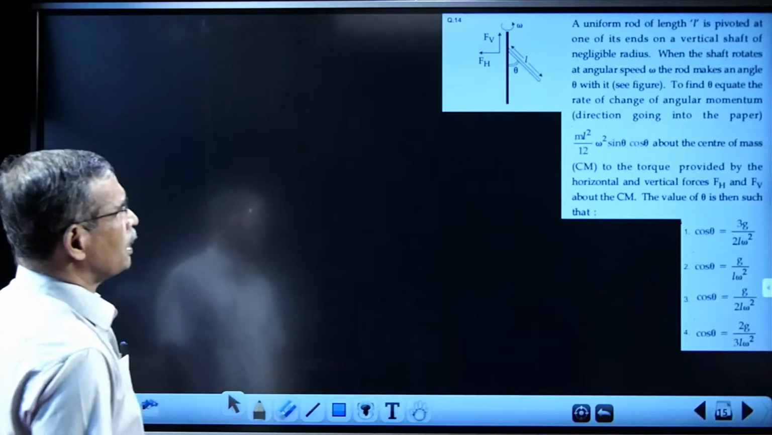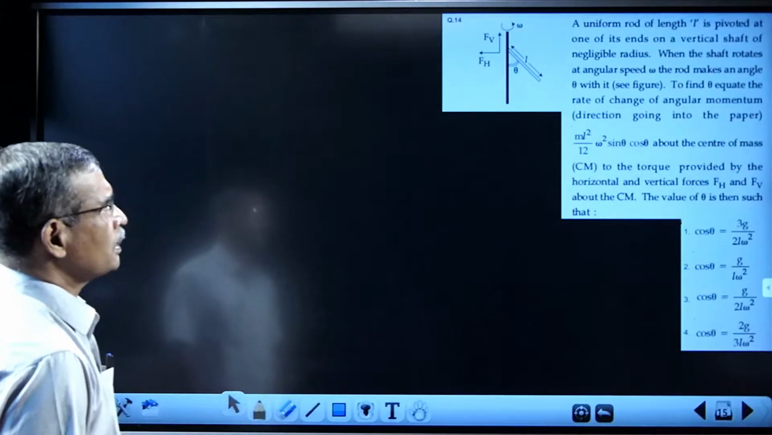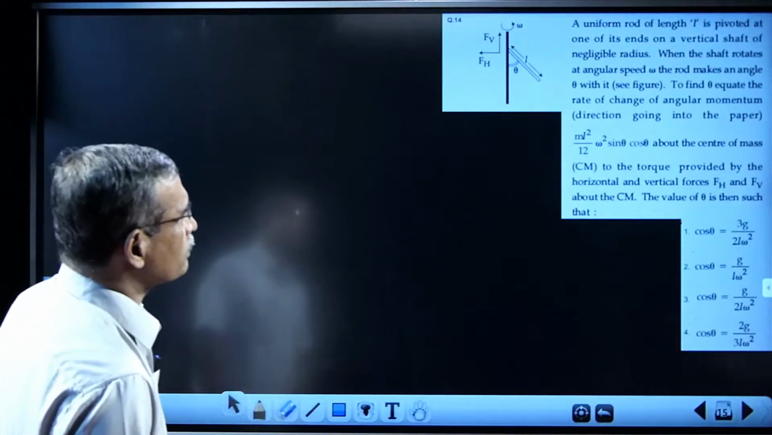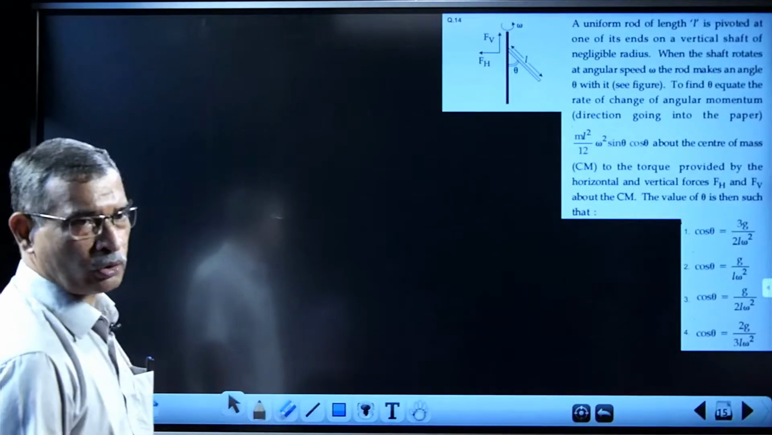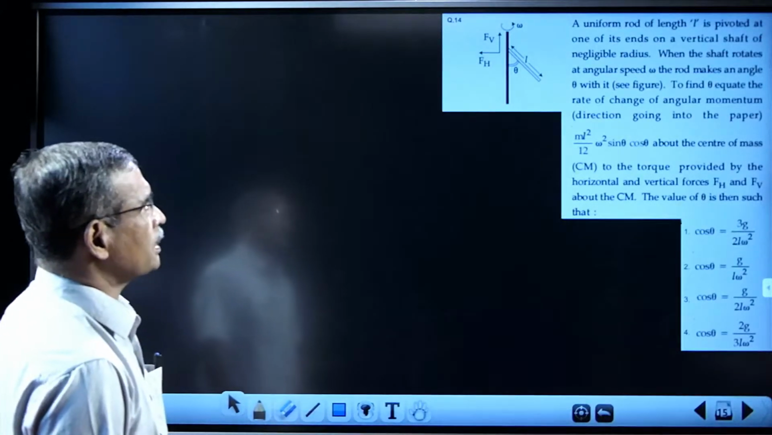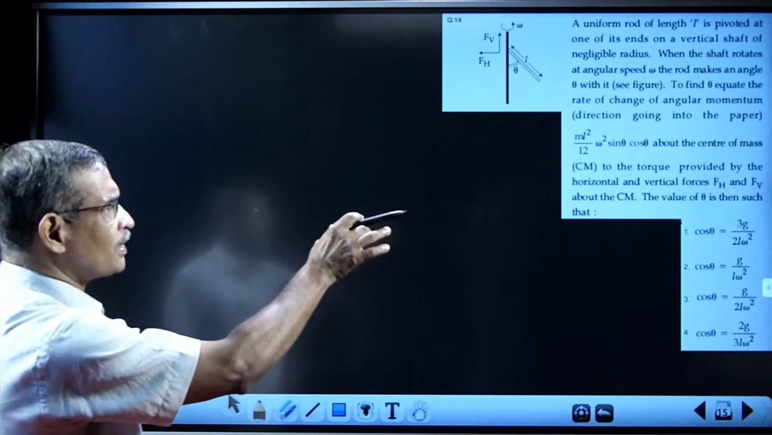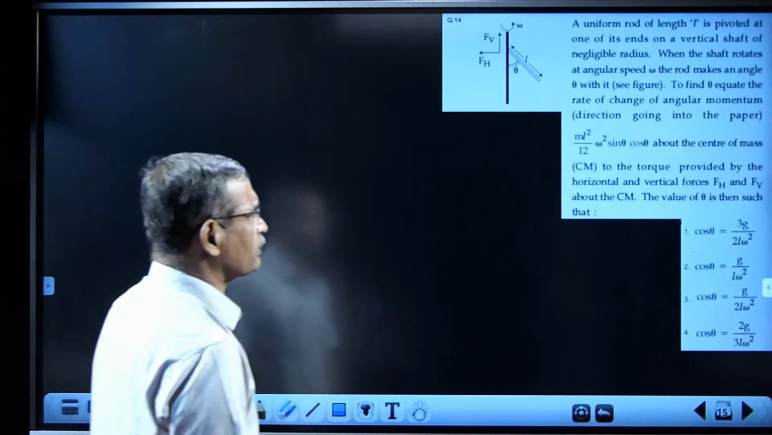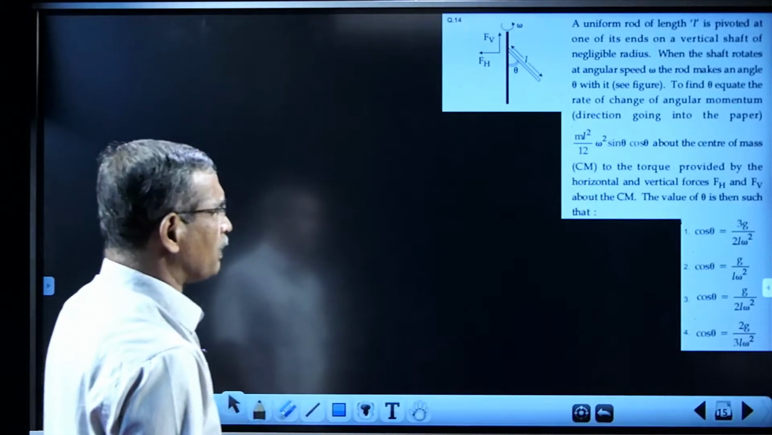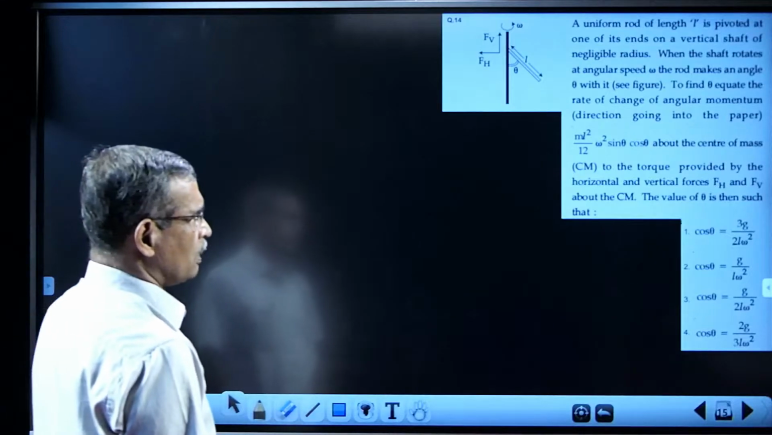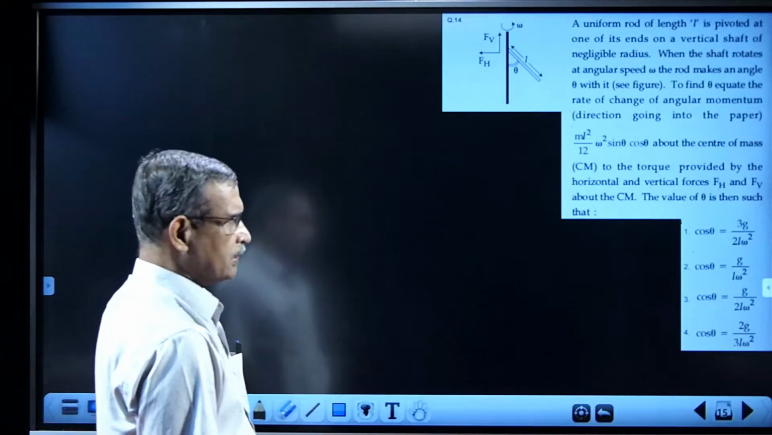Our next question. A uniform rod of length L is pivoted at one end on a vertical shaft of negligible radius. When the shaft rotates at angular speed omega, the rod makes an angle theta with the shaft, as in the figure. Find the value of theta. The mass data is not needed. The torque provided by the horizontal and vertical forces about the pivot must balance, and the value of theta is then such that.